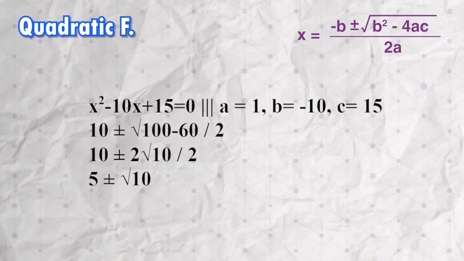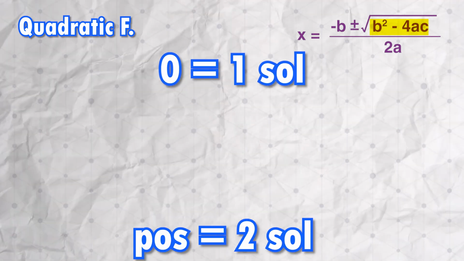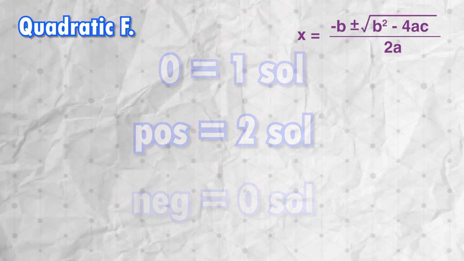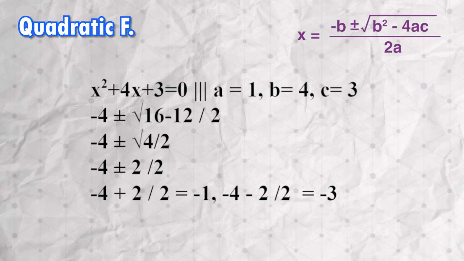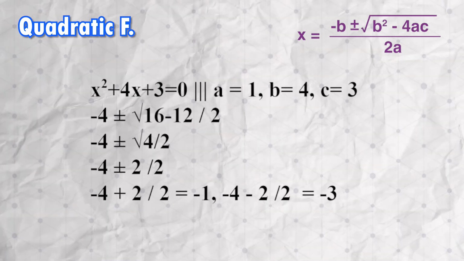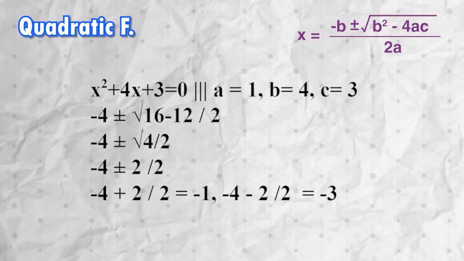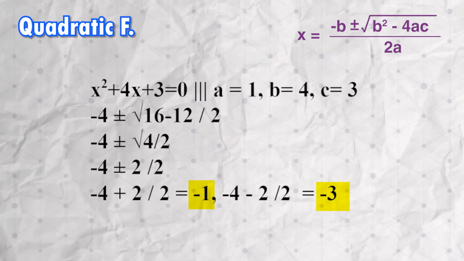We can also look at this portion right here. If we get a value of 0, we have one solution. If it's positive, we get 2, and if it's negative, we get none. Let's try one more to make sure. Let's say we have x squared plus 4x plus 3. First, get all 3 values, 1, 4, and 3 respectively. Next, plug them in as shown, and simplify as much as we can. Since we can simplify the square root, we would find the 2 roots, or solutions.